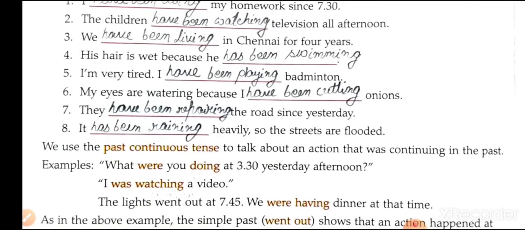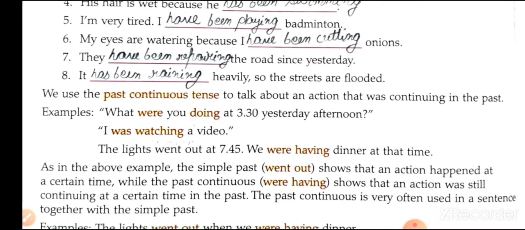We use the past continuous tense to talk about an action that was continuing in the past. Examples. What were you doing at 3:30 yesterday afternoon? I was watching a video. The lights went out at 7:45. We were having dinner at that time.